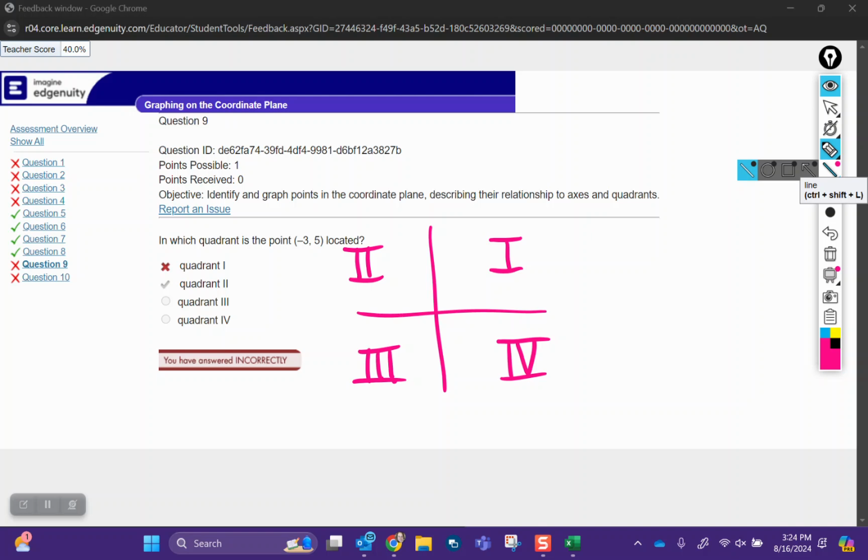Which quadrant is negative 3, 5 in? So when we graph ordered pairs, we're going to go to the left 3, and then we're going to go up 5. So that's left 3, up 5. We would be in quadrant 2.